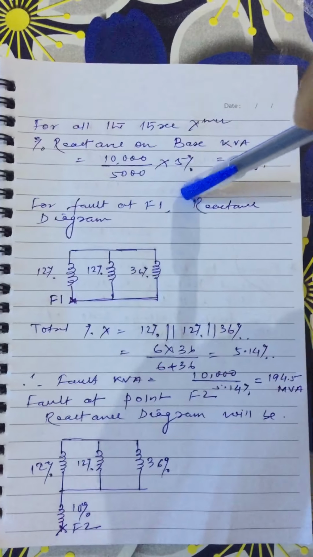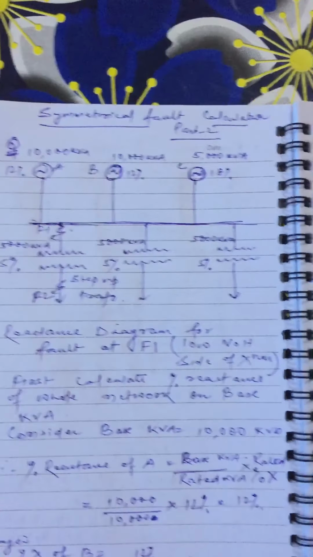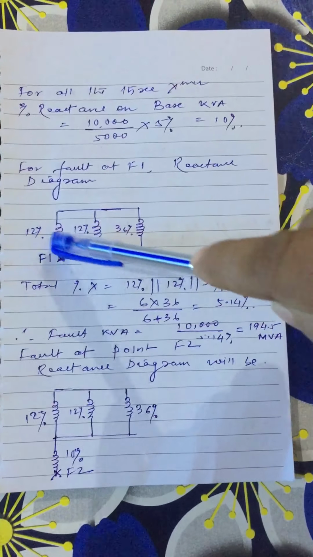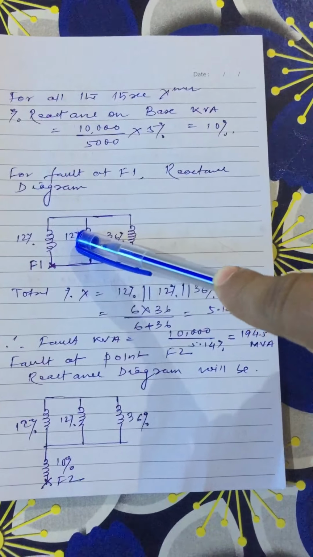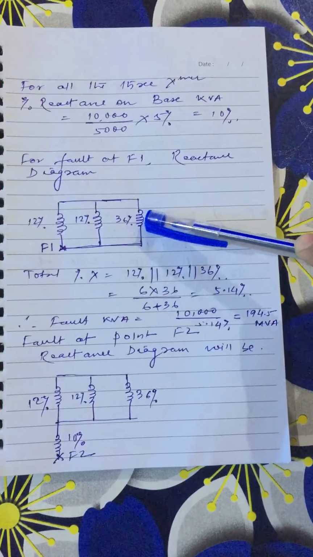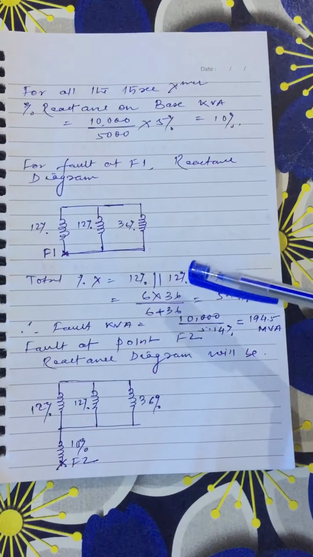Now for the fault at F1, this single line diagram can be simplified as a reactance diagram like this. For alternator A, the percentage reactance is 12%, and for alternator B the percentage reactance is 12%, and for alternator C 36%. Friends, here I have not considered the transformer because the transformer is not our source. Our main source is the alternator, and we know that the source is only responsible for the fault and not the load. That's why I have not considered the transformer here.